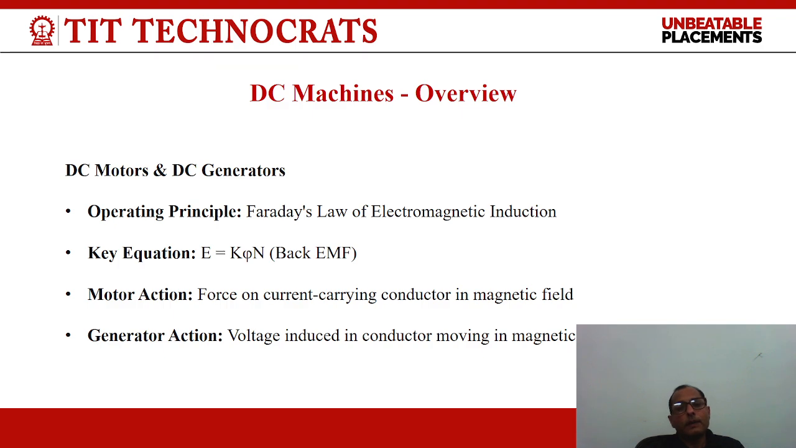If we talk of the key equation, that is E equal to K phi N. Motor action: force on a current carrying conductor in a magnetic field, and generator action: voltage induced in a conductor moving in a magnetic field. In motor we have force on the current carrying conductor in a magnetic field, that is why it rotates. In generator, a voltage is induced in the conductor moving in the magnetic field. As a result, current flows through the load.